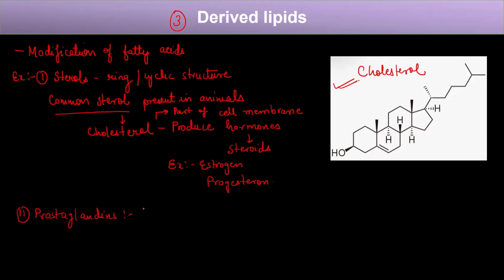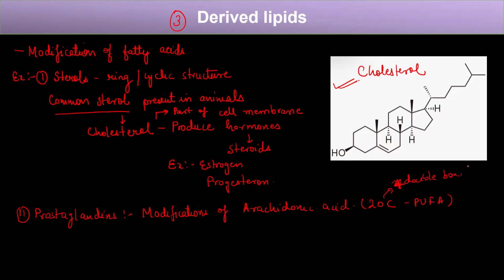So these are also a kind of derived lipid that is produced by the modification of arachidonic acid. In the previous class, we saw what arachidonic acid is. It is an unsaturated fatty acid of 20 carbons, and it falls into the category of PUFA, polyunsaturated fatty acid, because it has 4 double bonds, right?